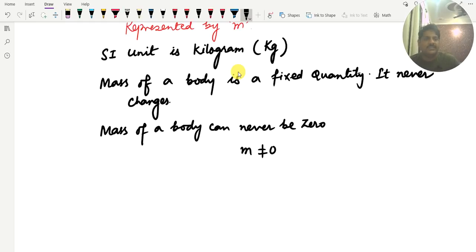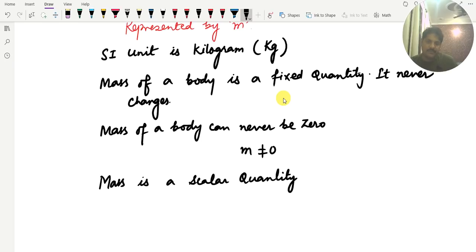And the quantity of matter doesn't have any direction, it has got a magnitude. 1 kg, 2 kg, 3 kg, 4 kg, that is a magnitude. So it doesn't have any direction, therefore mass is a scalar quantity. Mass of a body can never be zero. So these are the points you have to remember. If the question asked is to write a few points on mass, you have to write these points.